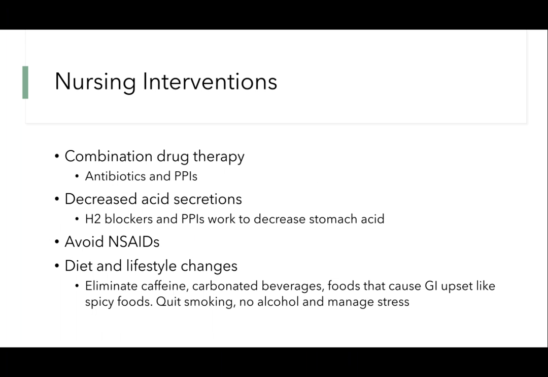So the nursing interventions for this disease, like was mentioned in the previous slide, is a combination drug therapy with antibiotics and PPIs. Another one is decreased acid secretions by using H2 blockers and PPIs. Those are probably the ones that work best to decrease stomach acid. And another one is to avoid NSAIDs, non-steroidal anti-inflammatory drugs.